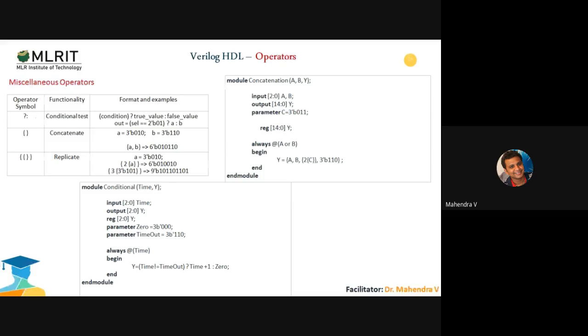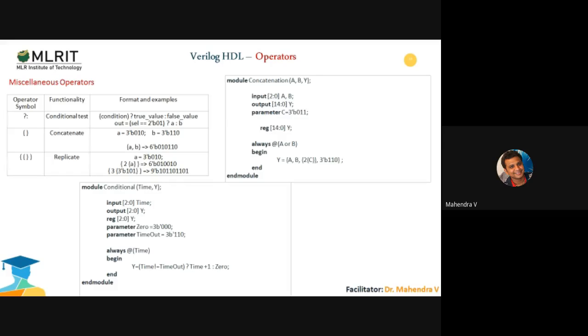Now let us look at concatenate and replicate. The concatenate operator can be used to merge 2 signals. If you want to merge 2 signals or 2 operands together, then we use the concatenate operator. This is also one of the important things. Why? Because while writing programs, you want to expand the bus width. Bus width means you have to merge 2 buses as a single bus. That means a 4-bit bus can become 8-bit if you merge it with another 4-bit. Otherwise, you replicate it. Replicate means make it double the size.